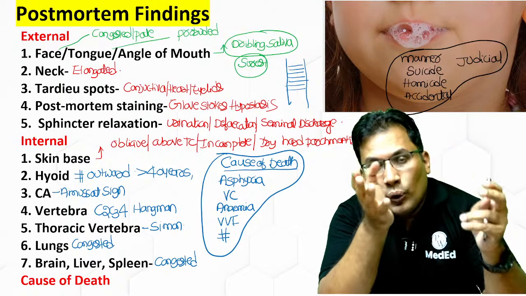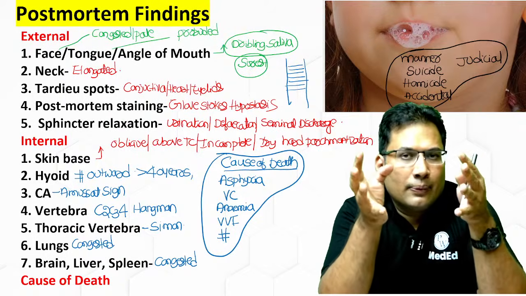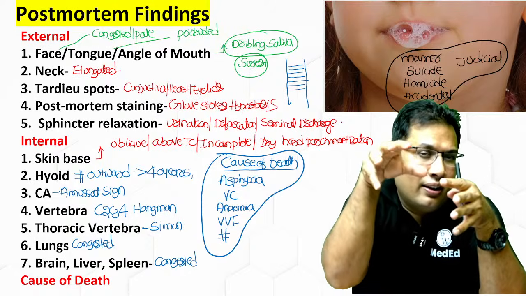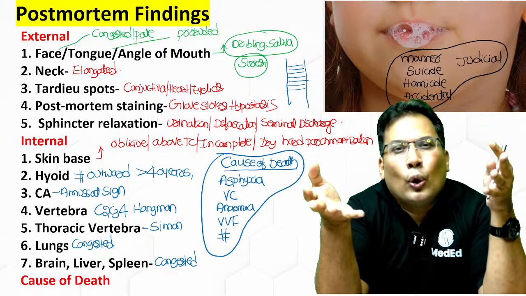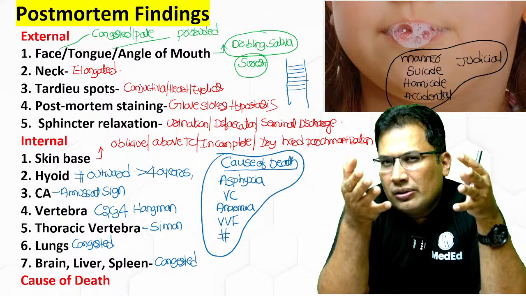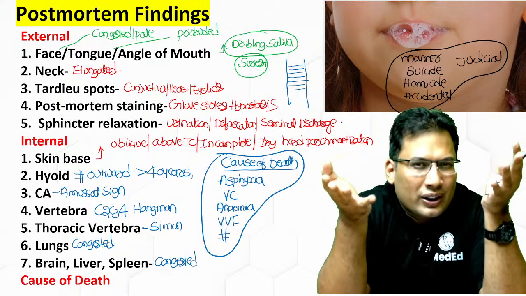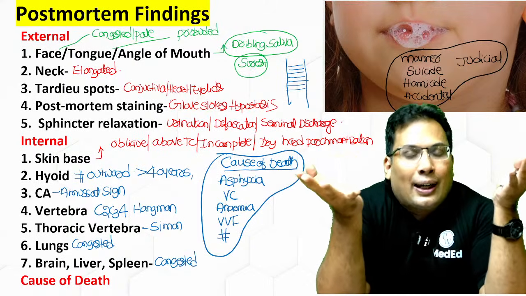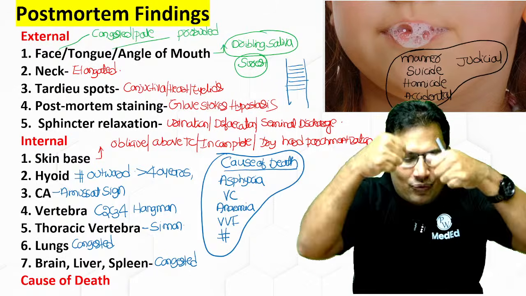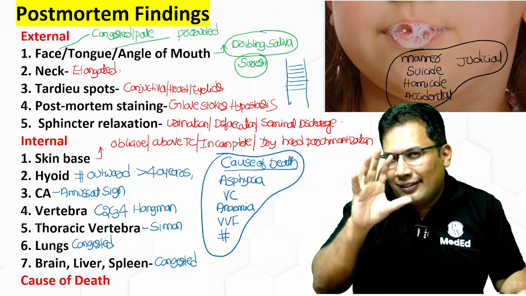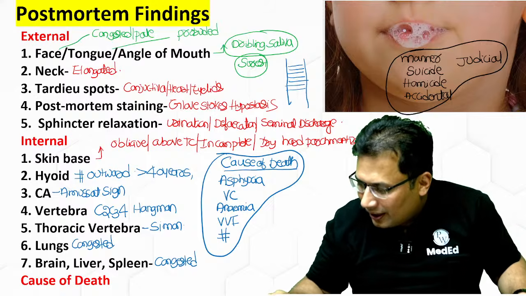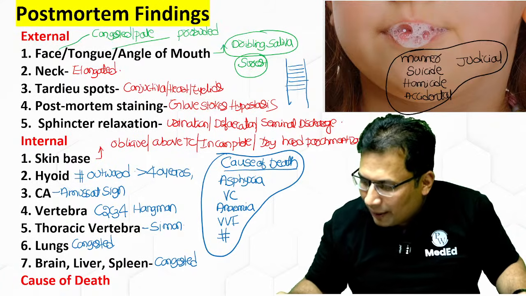Srinivas, sir, glove and stocking. Yes, glove and stocking means collection of blood in the dependent area, that is the lower part of the lower limb. Socks hypostasis. Glove and stocking hypostasis. So that is the common site. Yes, very good. Okay.